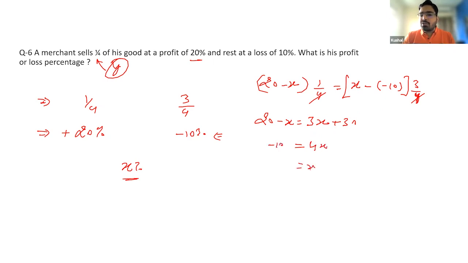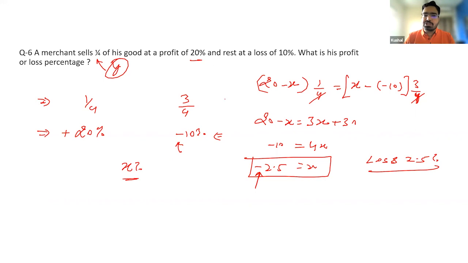And what will be the value of X? Minus 2.5. Now we need to understand over here that there's no problem if I'm getting a negative value. I had used a negative sign for a loss, right? So of course, this is a loss. And what are we getting? Loss is 2.5%. Loss of 2.5%. That will be the answer for question number 6.